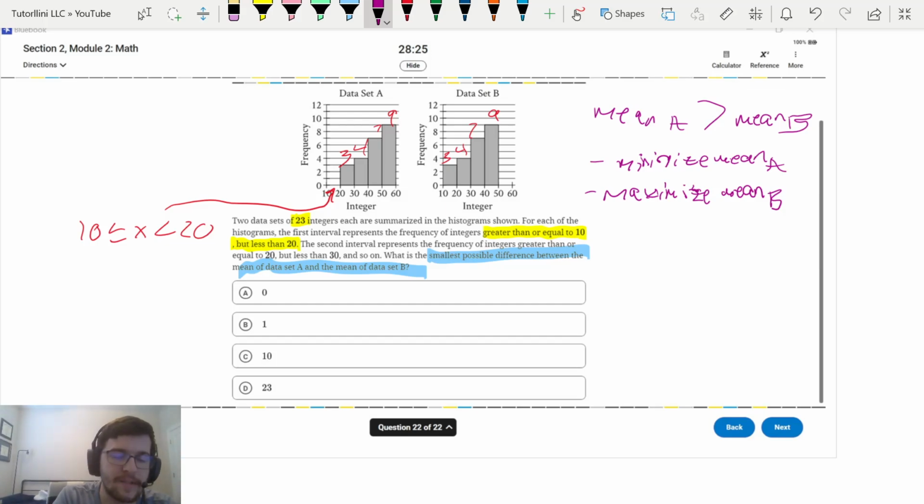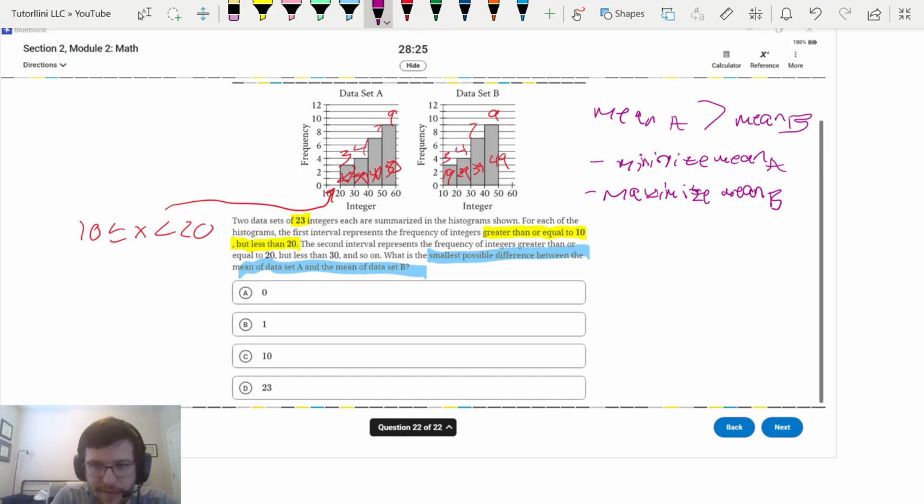So to minimize the mean of A, we're going to put the smallest possible value in every box. So this one is 20. The smallest possible value here is 30. Smallest possible value is 40. And the smallest possible value is 50. Okay. Now to maximize B, we're going to do the biggest possible value in each box. So remember, we don't include the 20. The biggest possible value is 19. So we're going to do 19, 29, 39, and 49.